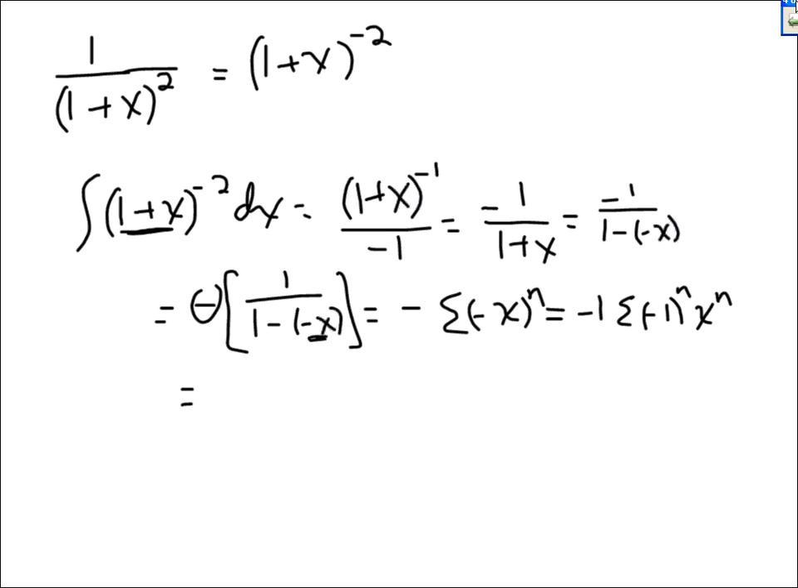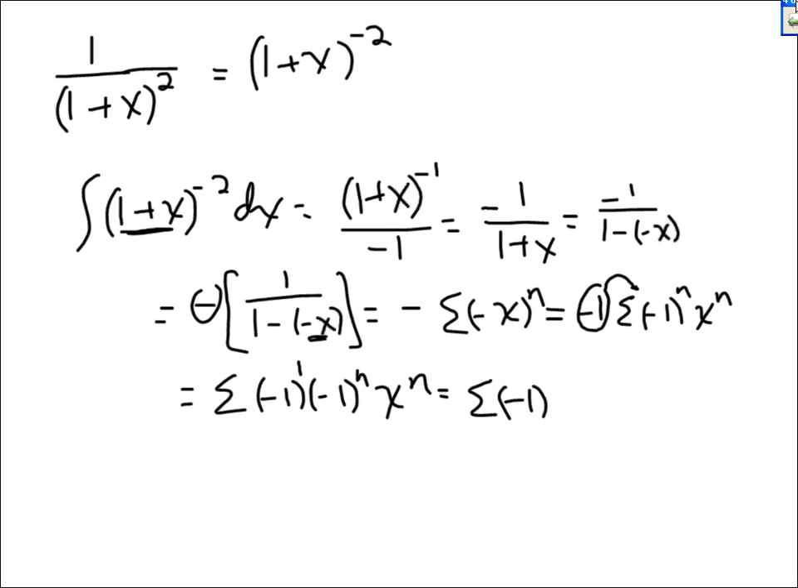Just like I brought out constants from to the right of their summation sign, I can put in constants. This becomes negative 1 times negative 1 to the n times x to the n. This first negative 1, the exponent is 1. When the bases are the same, whether they're negative 1 or 101, you add the exponents. 1 plus n is usually written as n plus 1, times x to the n. And n goes from 0 to infinity because that's how geometric series go.